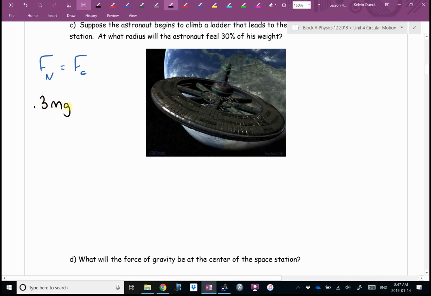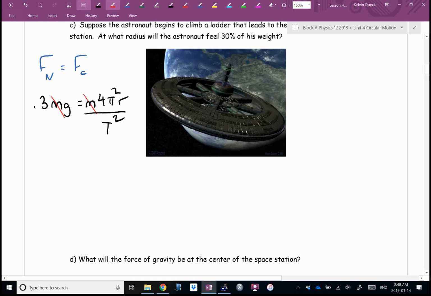30% of mg equals m. And I think I'm going to use 4 pi squared r over t squared. Why? Well, I know the period from part A, and V would change depending on the radius. I'd have to calculate V, because as I move further and further up the ladder, my tangent to the radius centripetal speed is slower and slower and slower. Johnny, would a heavy astronaut and a light astronaut both feel 30% of their weight? Why? Hey, you're with me now?